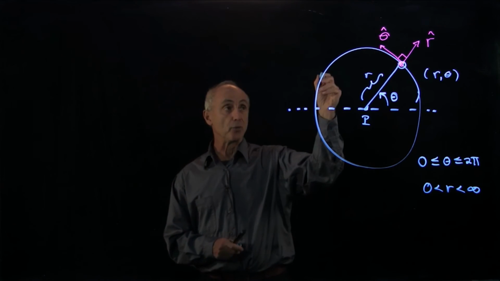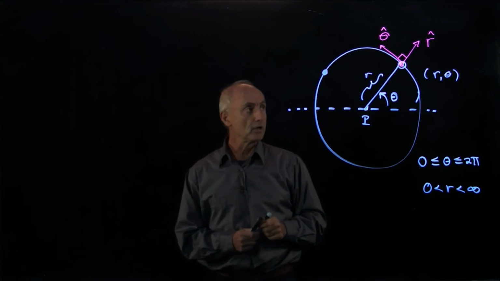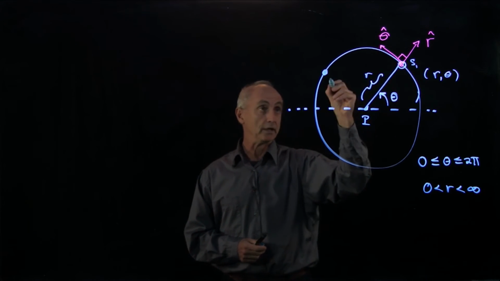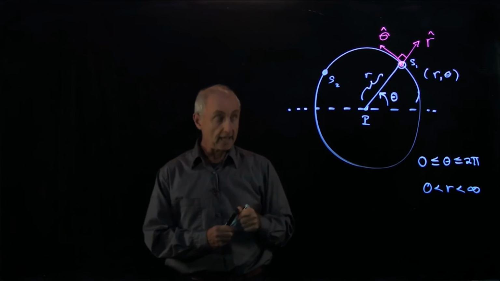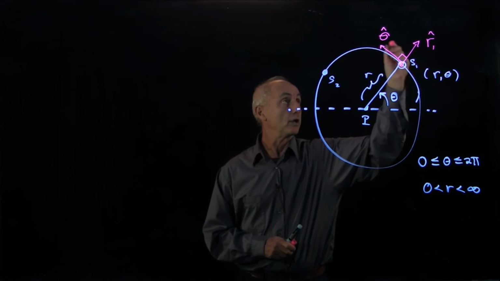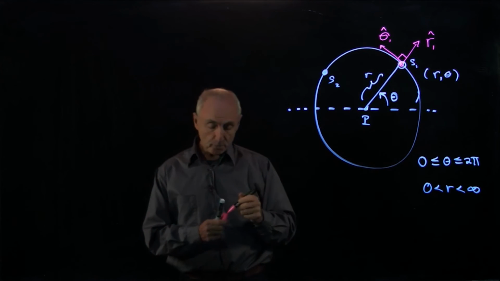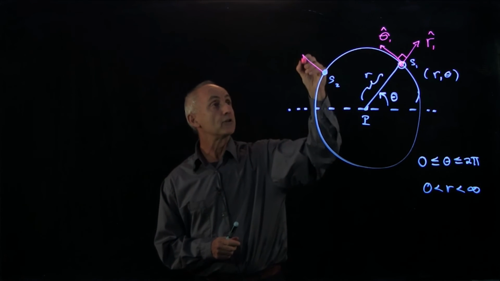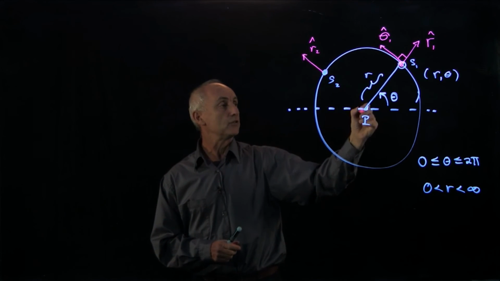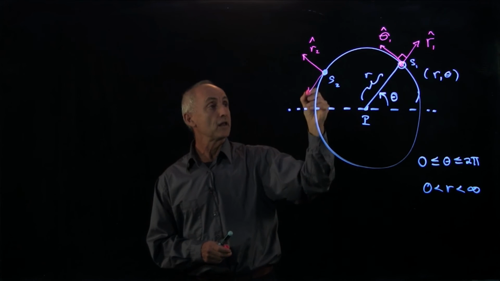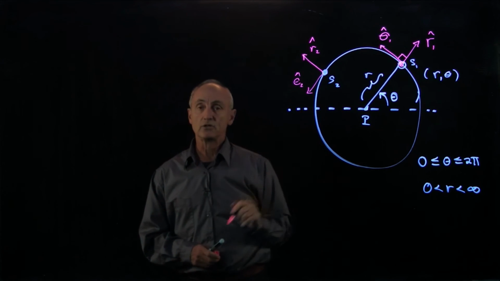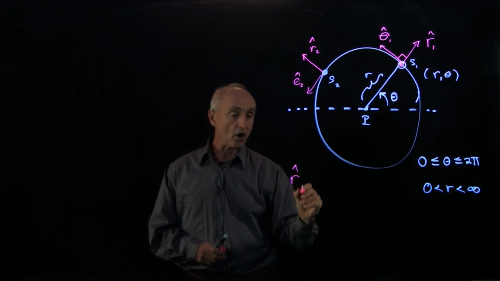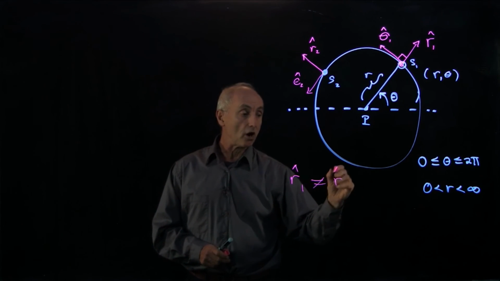Suppose that you're at another point over here. Now, because we have 2 different points, let's just give some names to these points. We'll call this S1 and this point S2. And the unit vectors over here were r hat 1 and theta hat 1. When we're at the point S2, we have to choose unit vectors exactly the same way. r hat 2 points in the direction of increasing r, and theta hat 2 points in the direction of increasing theta. So what we see in polar coordinates is that r hat 1 is not equal to r hat 2.